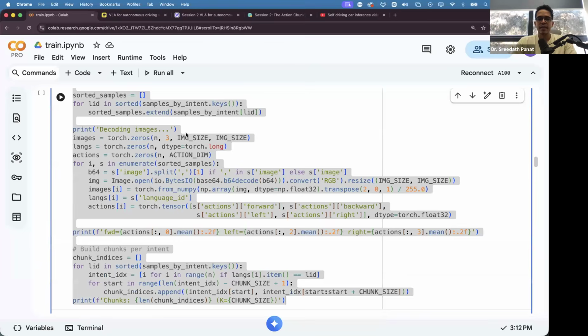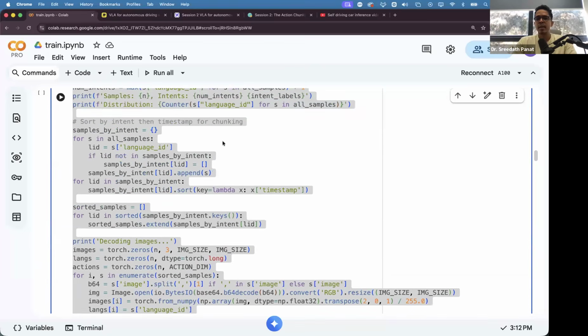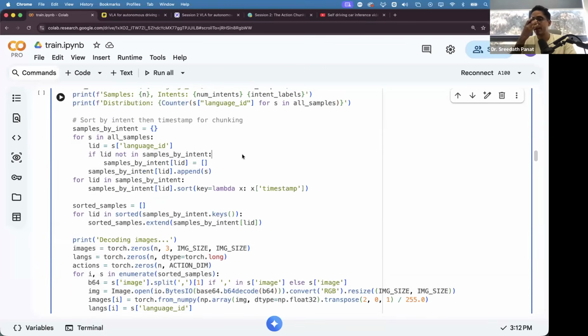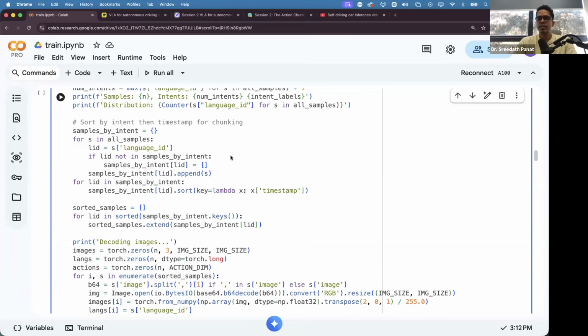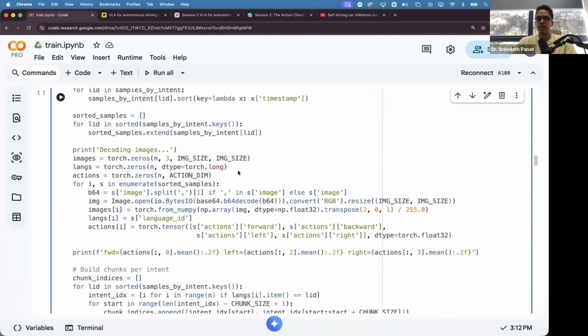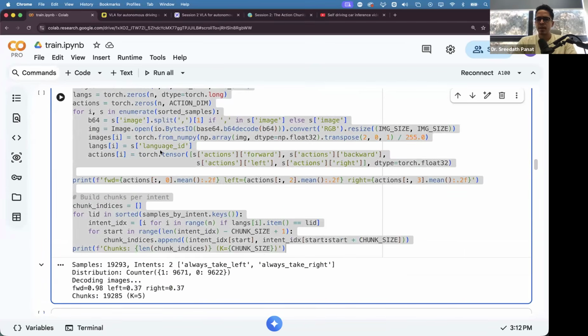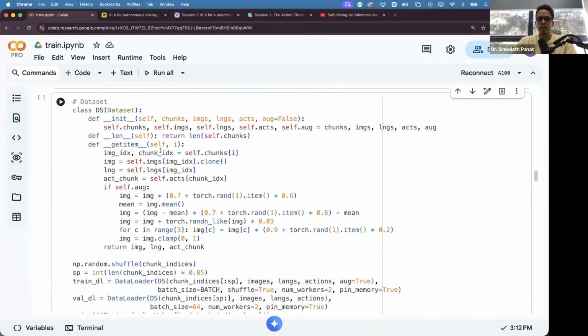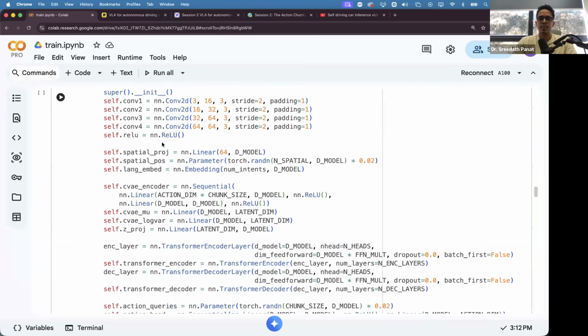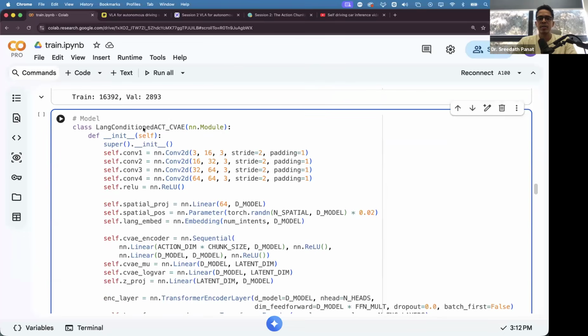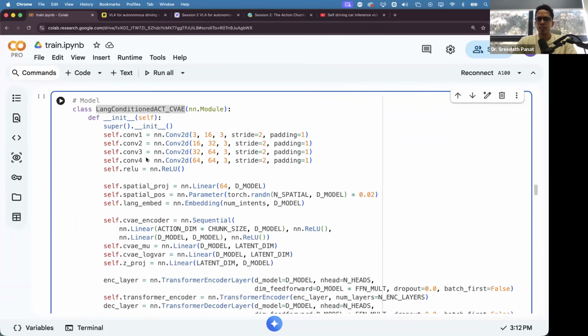This is just for creating the dataset of images originally in the base64 format. If you remember, in the JSON file, it's encoded in the form of base64. We need to convert it into a format which can be accepted as a tensor. So this block of code is just for that. I don't want to spend time on this, but the place where I want to spend time is this block, of course, because this is where we define the language conditioned action chunking transformer with conditional variational autoencoder. Okay, let's not go through this.